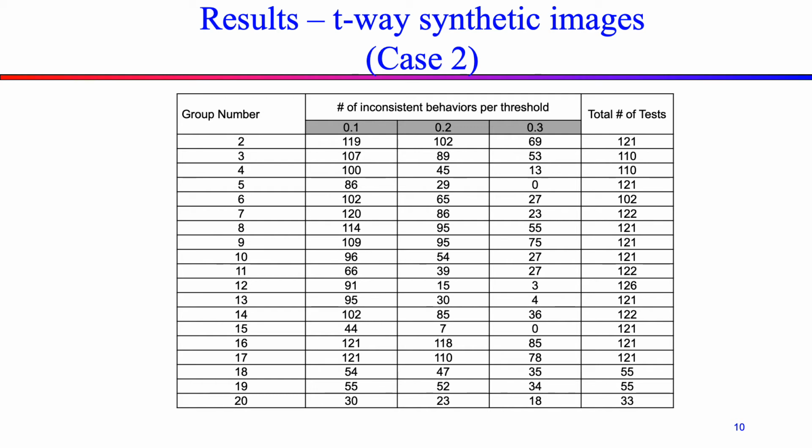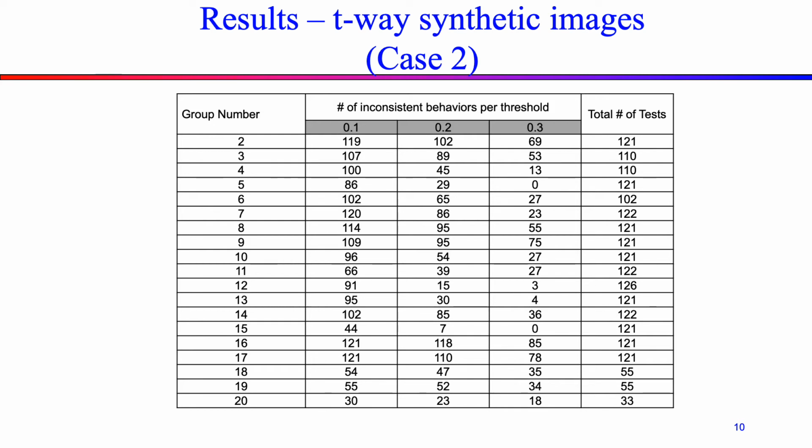Next, we present the results for case 2. In this case, the original and T-way synthetic images might have a different ground truth value. The table presented in this slide has 4 columns. The leftmost column, the first column, presents the group number. Columns 2, 3, and 4 present the number of inconsistent behaviors detected for 3 different thresholds. And the last column presents the total number of test cases for each group.